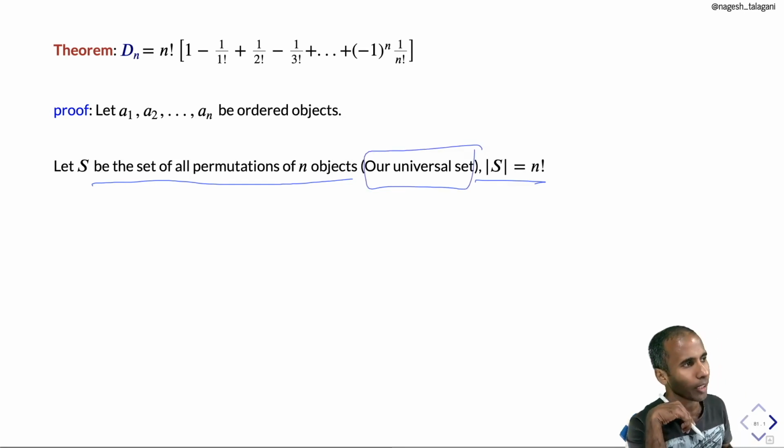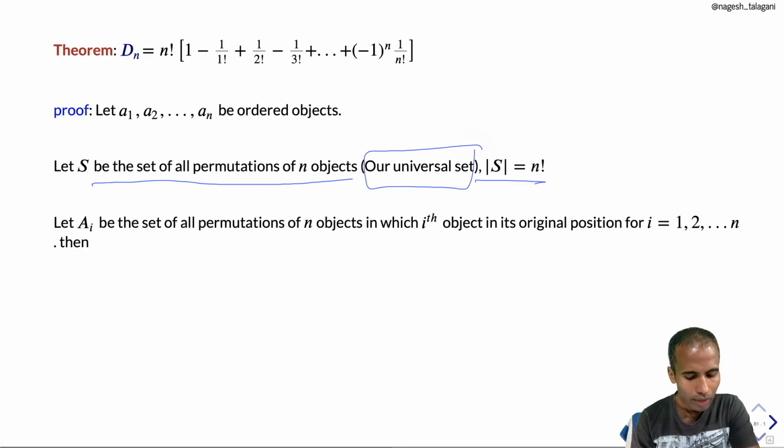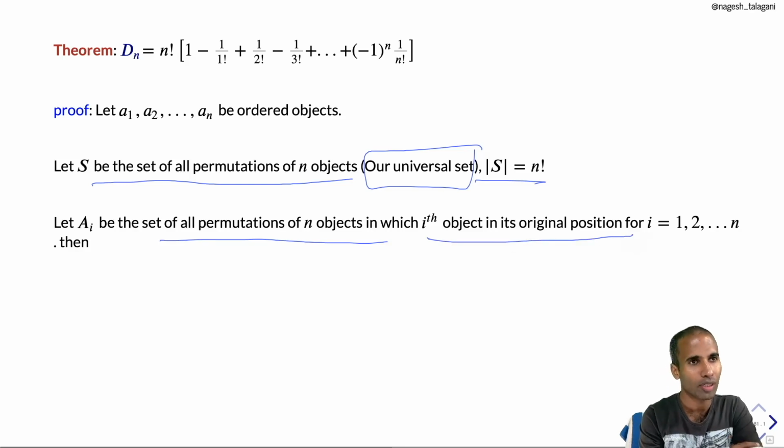Now let me take Ai to be the set of all permutations of these n objects in which the ith object is in its original position. In Ai, we have all permutations in which the ith object is fixed in its position. In the ith place, we are fixing Ai.